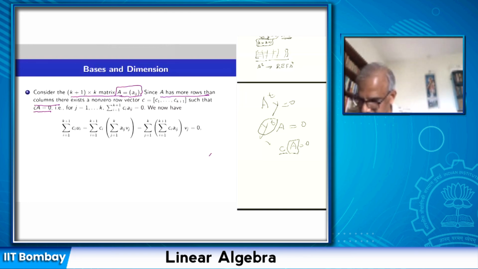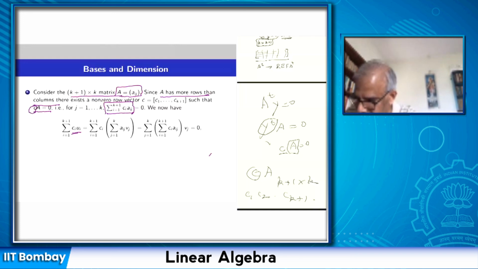That means if I display the components of this k plus 1 by k matrix, this c has k plus 1 components, c1, c2, up to c(k plus 1). Then I multiply cA, where c is a row vector, and the components are these: the sum over i from 1 up to k plus 1 of ci aij equal to 0. So I get this linear relation among the aij for every j, and cA equal to 0.